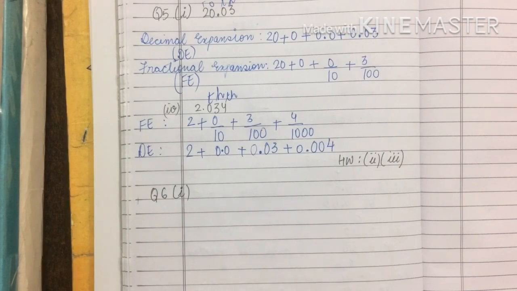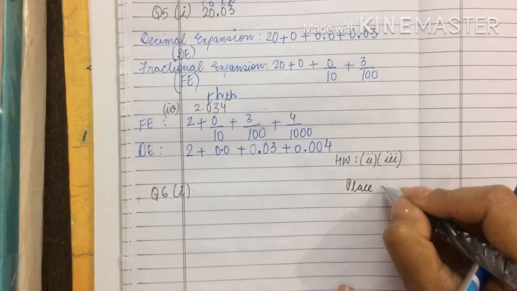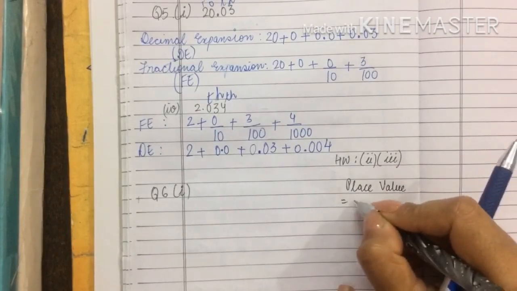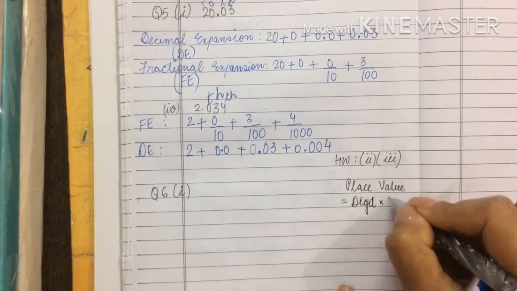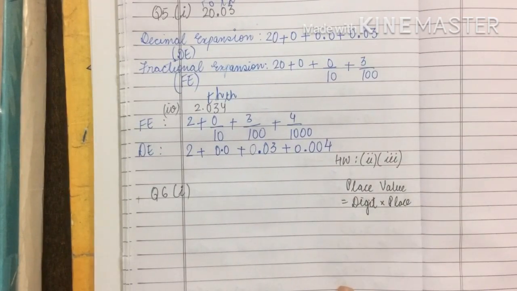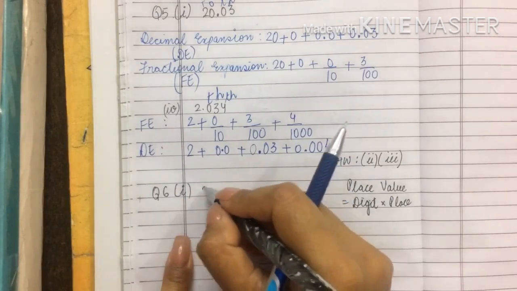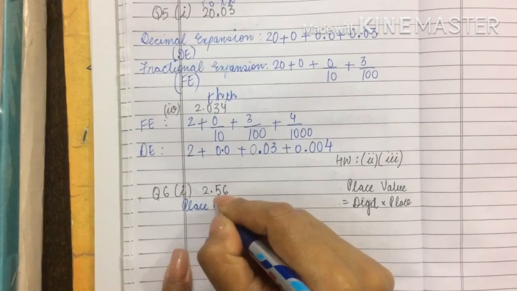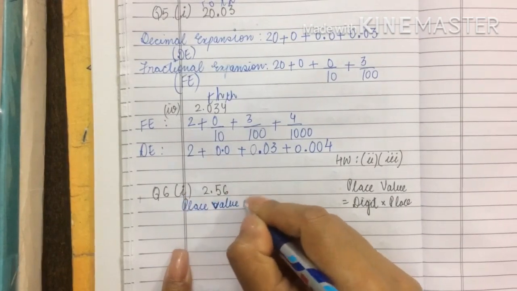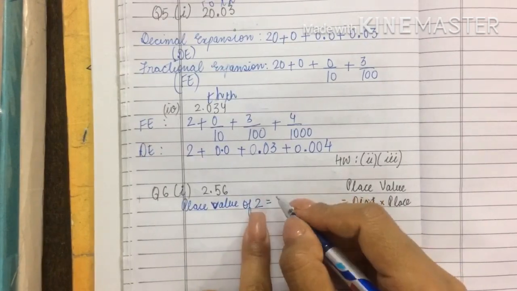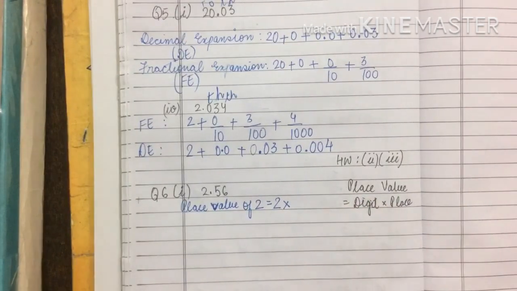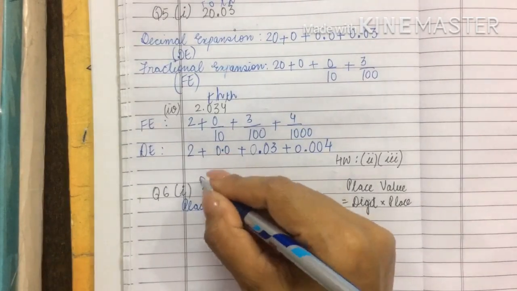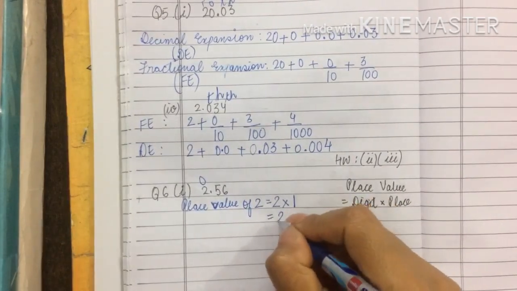The place value of a digit depends on the digit and its place. It's the product of digit and its place. If you want to note down, you can write down place value is equal to digit multiplied by place. So in the first part, I've got 2.56. I want to write down the place value of 2 in all parts. So place value of 2 will be equal to the digit 2 multiplied by the place. So at which place is 2 appearing? 2 is at 1's place. I'll multiply it with 1. So this will be 2.